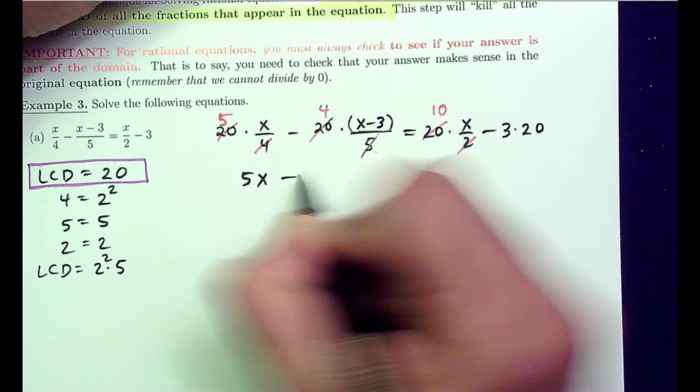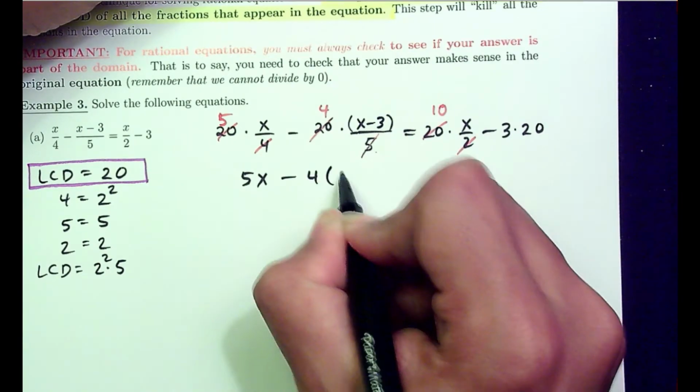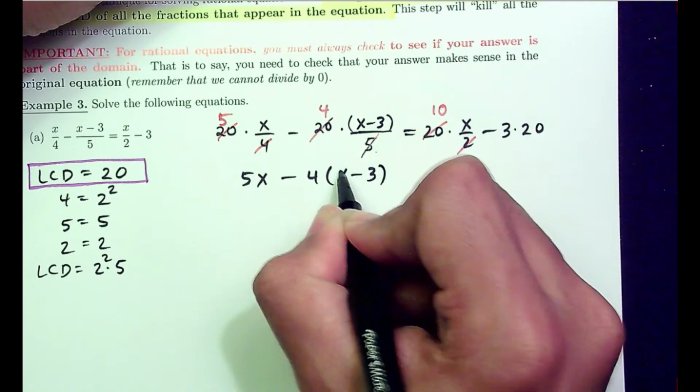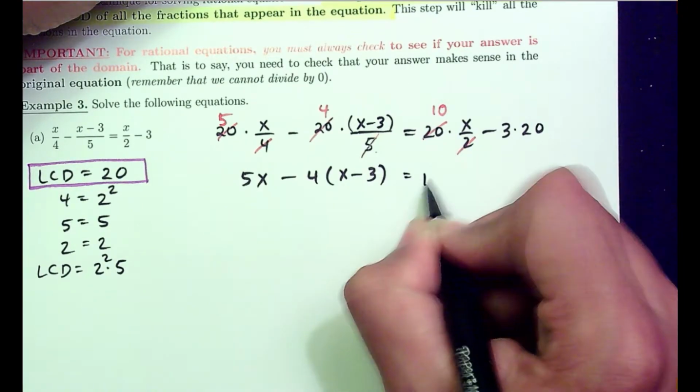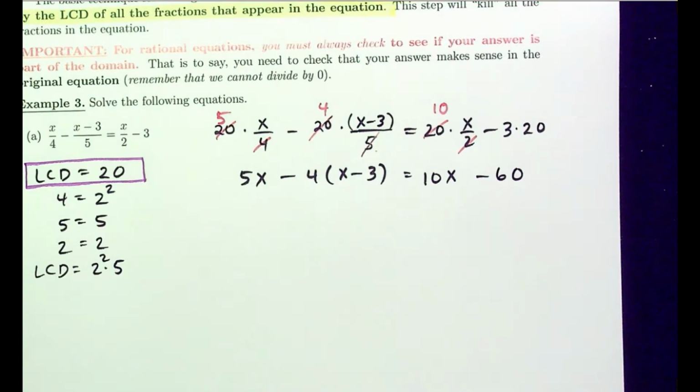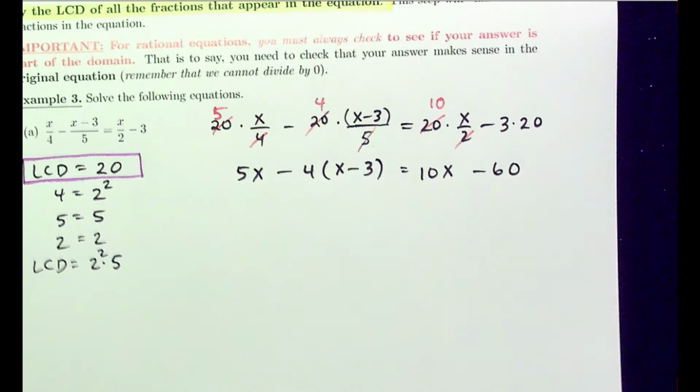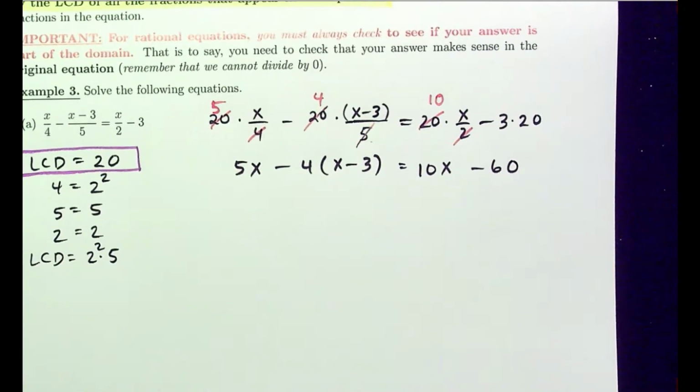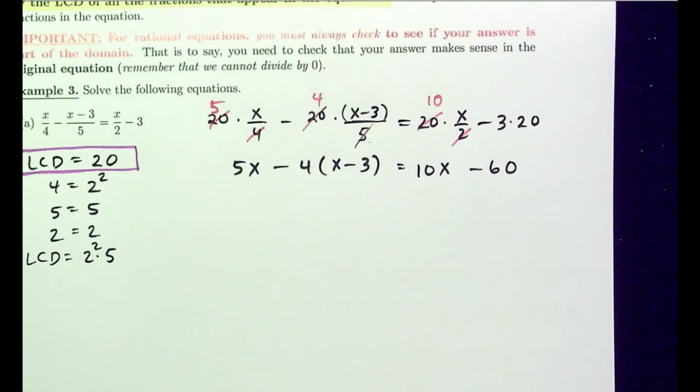Okay, let's write down what we have. We have 5x minus 4, parentheses x minus 3 equals 10x minus 60. Okay, now you have this equation that you see has no fractions, no rational expression, so it should be easy to solve. So let's solve it.